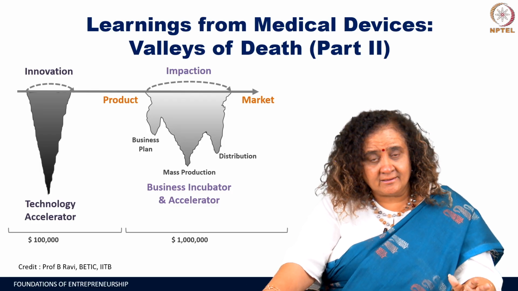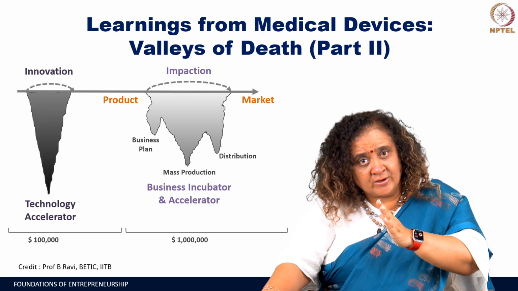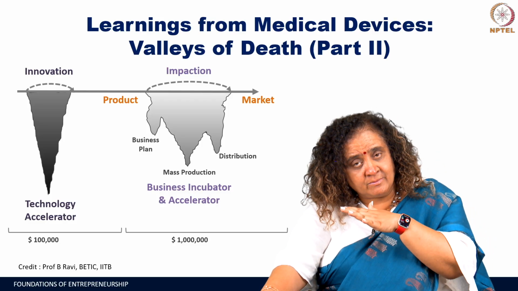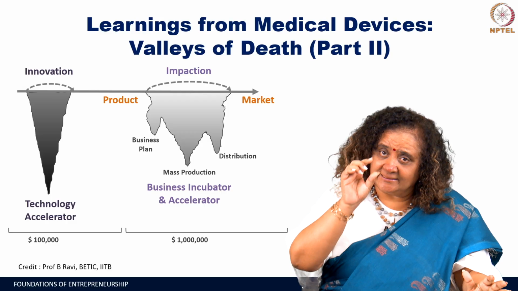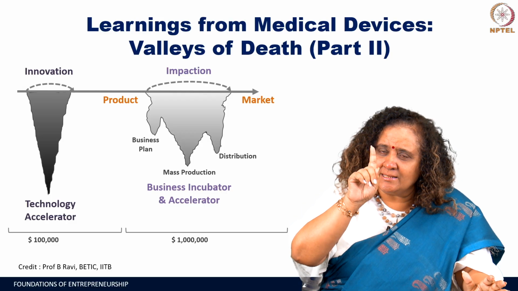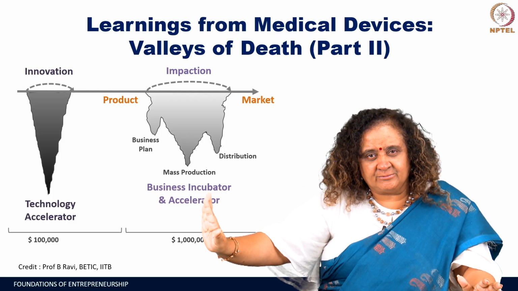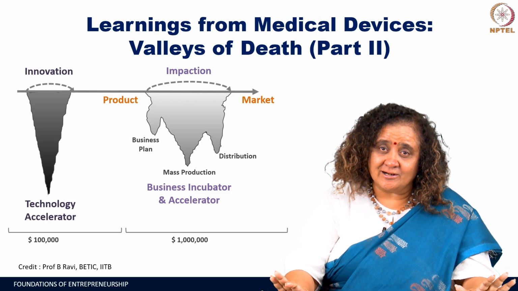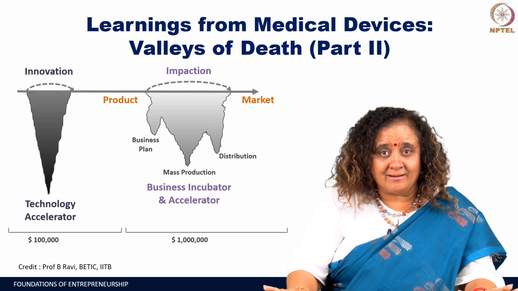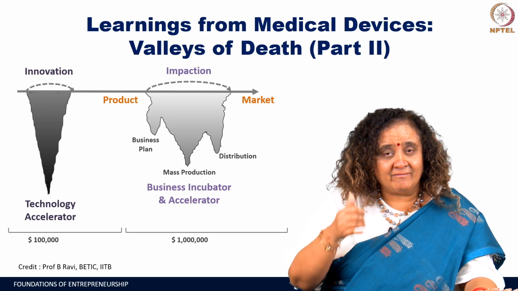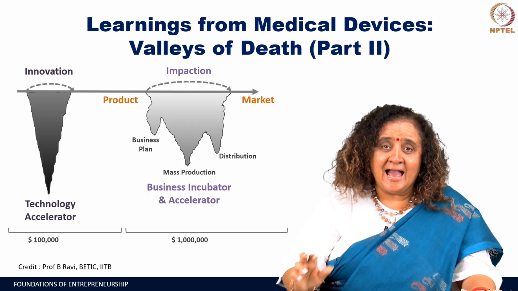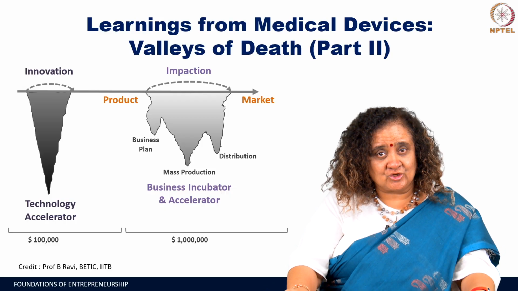4 valleys of death: one between idea going to POC, the other going from POC to a prototype. The third valley of death is taking from a prototype, which is a single one product, into a mass produced product, and the fourth is taking this product and actually launching it in market and making a success of it by having the right funding, by having great quality manufacturing, and by having the right distribution channels.